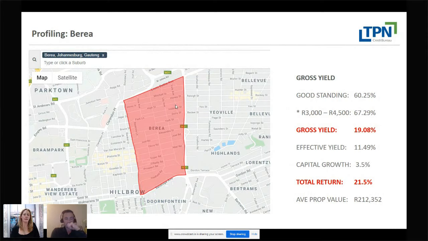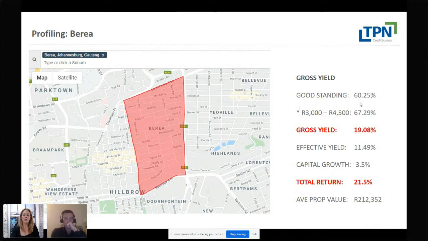So tenants tell us that the top two factors that will impact where they rent is the price point and whether the property is secure enough. These are the two things that attract tenants. So your price point, your security, and of course keeping your property in good nick.